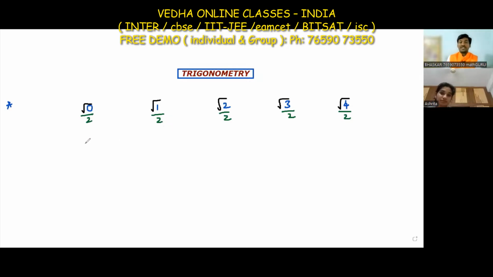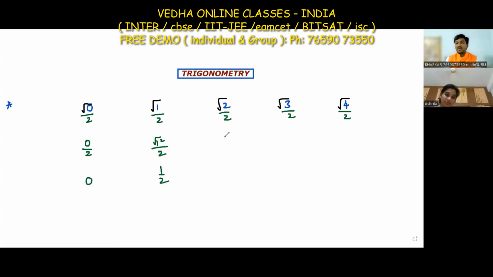What is root 0? Root 0 is 0. We can write 0 square, and 0 square is also 0. Okay, root 0 is 0, so 0 by 2. Root 1 also we can write as 1 square. Square and root cancel, so we get 1 by 2. Here 0 by 2 is 0 only. 0 by something is 0.